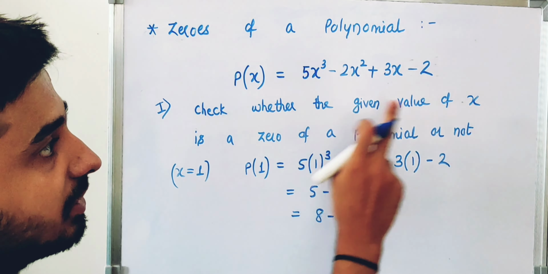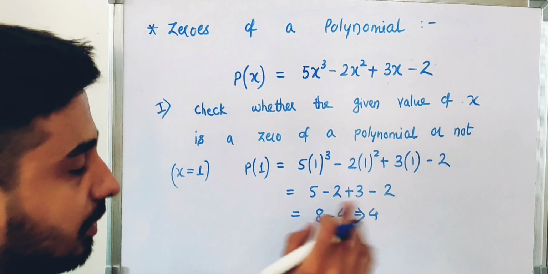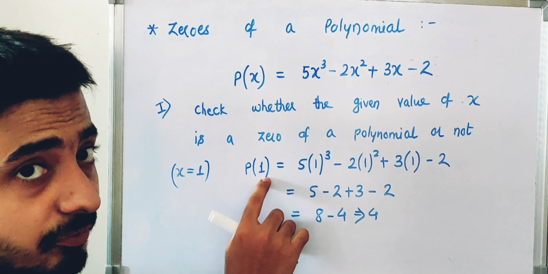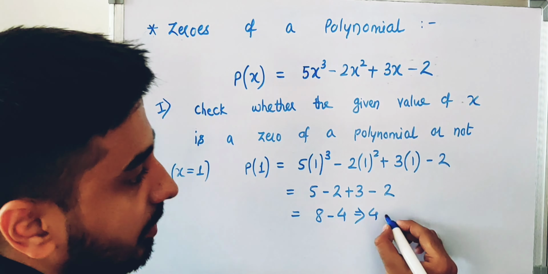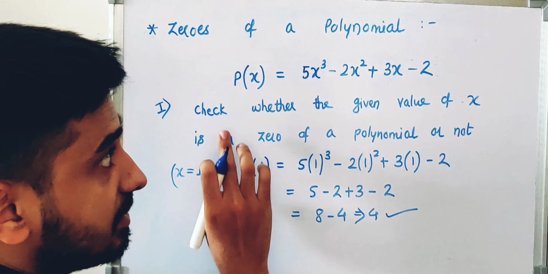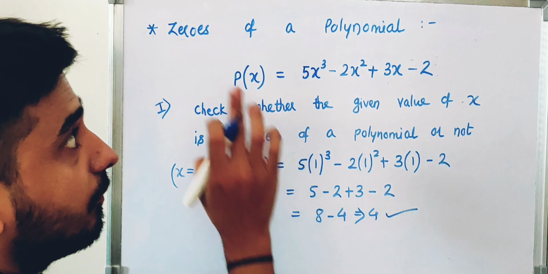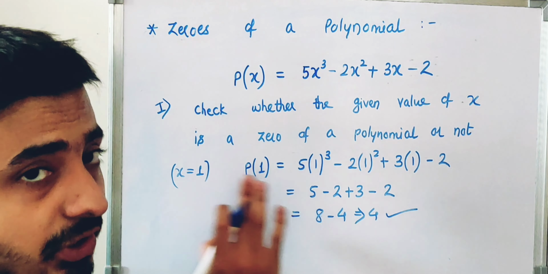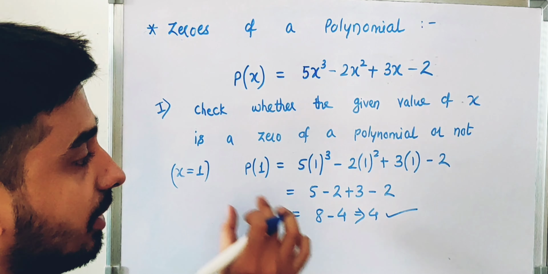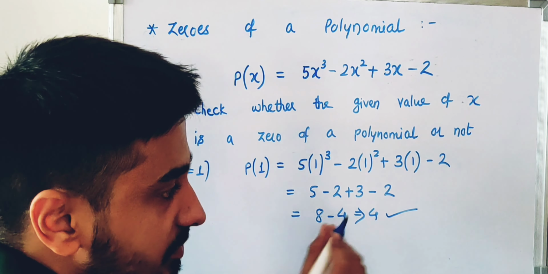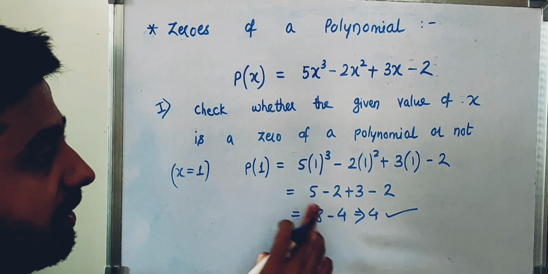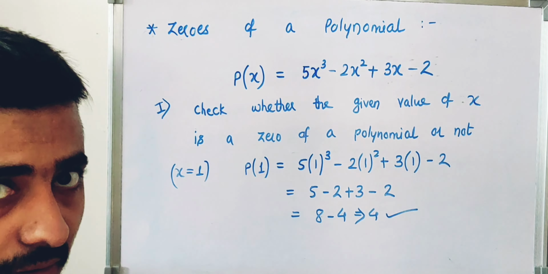You have to check whether the given value of x is a zero of the polynomial or not. So we have put 1 in place of x, and what is coming? 4 is coming. So is this a zero of the polynomial? No. What is a zero of a polynomial? The answer must come 0, which will satisfy. Okay, that is known as a zero of a polynomial. The answer must come 0. So x equals 1 is not a zero of the polynomial.